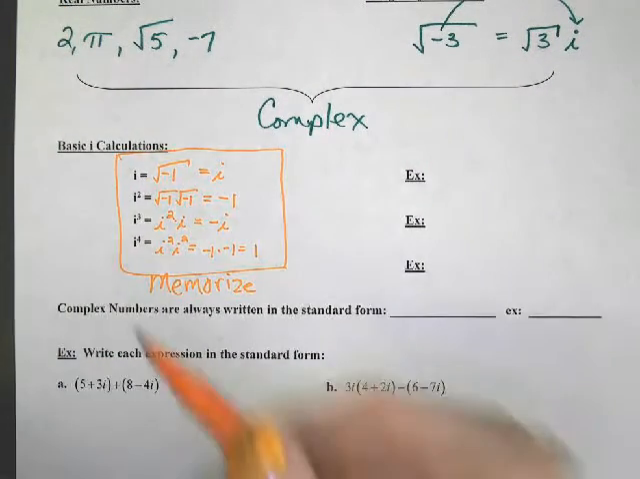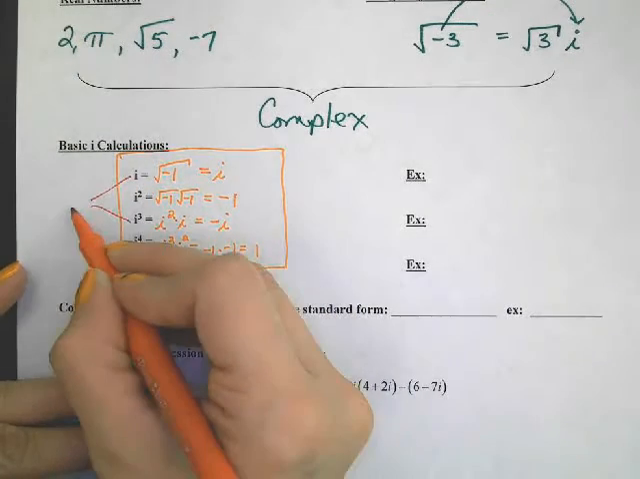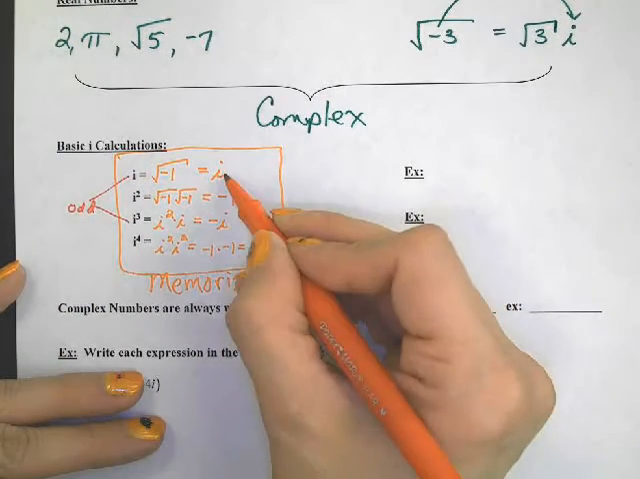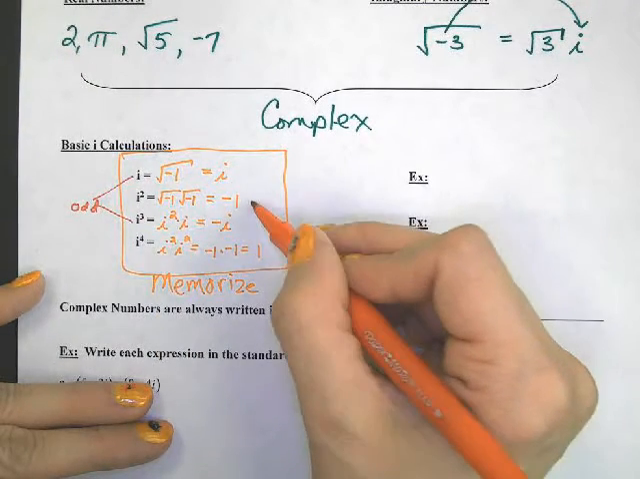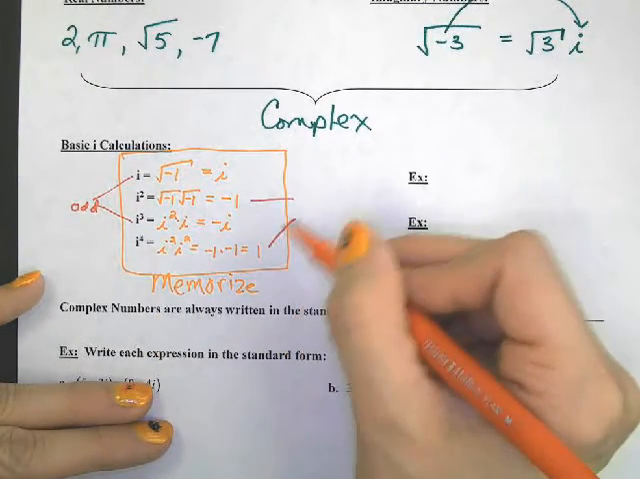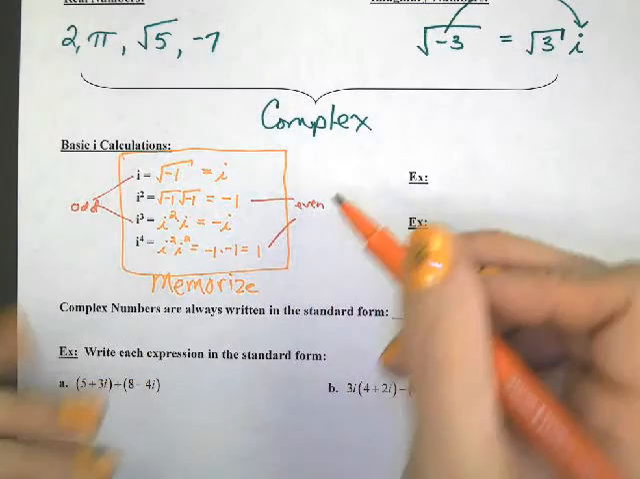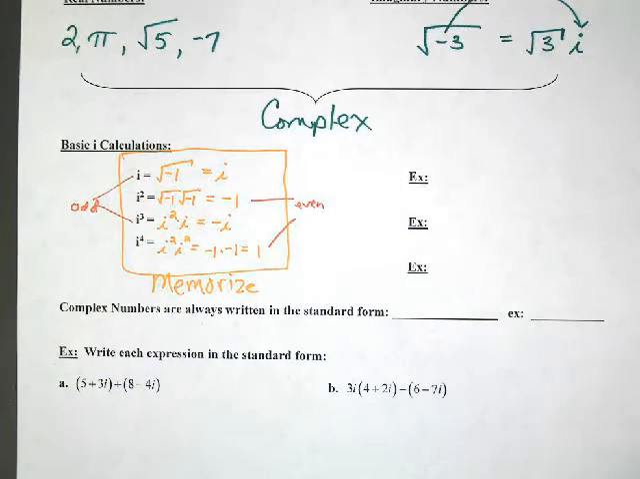So what some people say, well, I notice here that the odd ones, they have i's. But the even powers simplify to just 1's. Those are the evens. Okay, so take a look at those 4. Now, we're going to do calculations with it.